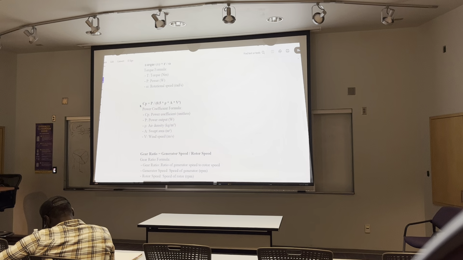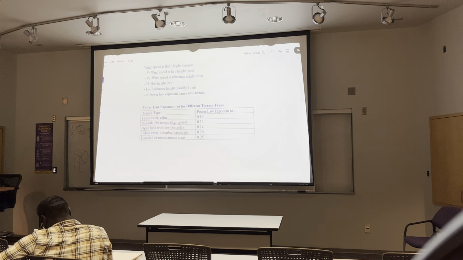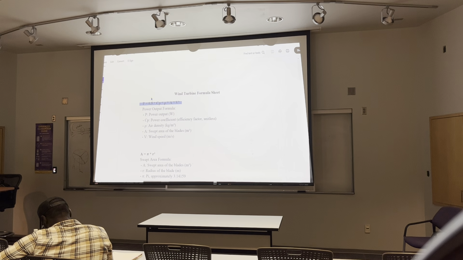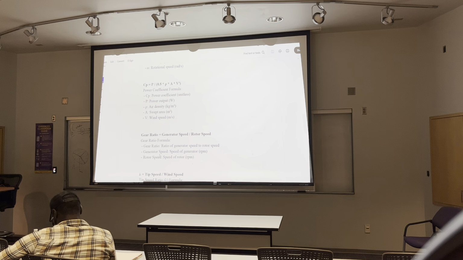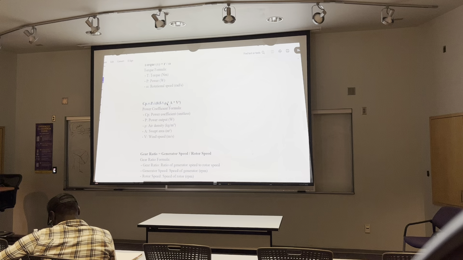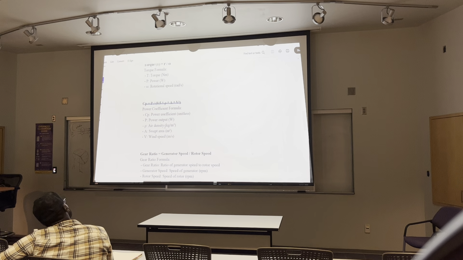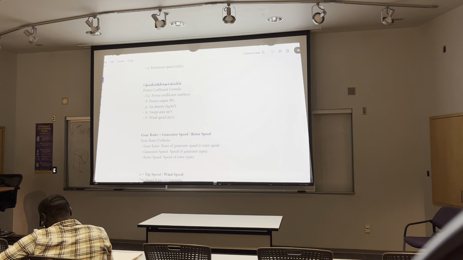Now Cp equals P divided by 0.5 rho A V cubed. This equation is similar to this one, just to calculate Cp, you require Cp and the given P. You can use this formula. This is the power coefficient formula, unitless, no unit for this term.